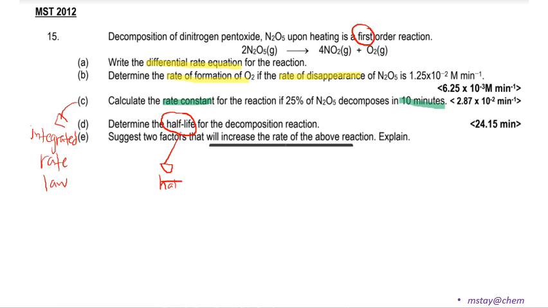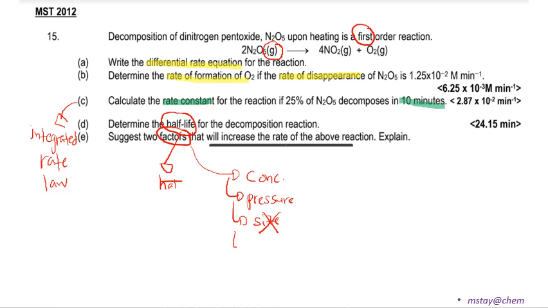Next, we have to mention the two factors that will increase the rate of the reaction. Because the reactant given here is in the gas phase, we can mention the concentration, which we can relate with the pressure. However, the size of particles is not suitable, because size of particles is used for solid reactants.